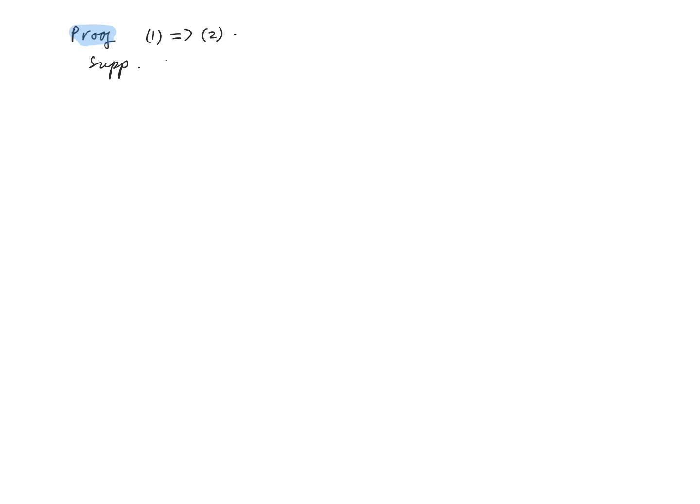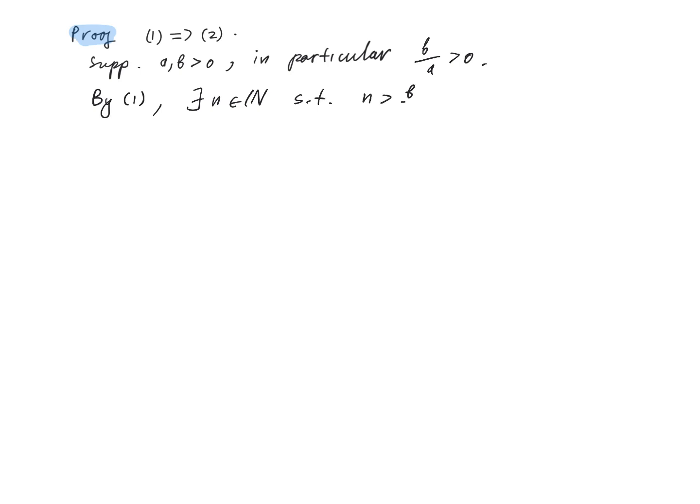Suppose that we are given real numbers a, b greater than 0, so both are positive. In particular, this implies that b over a is greater than 0. Using 1, there exists a natural number n such that n is greater than b over a. Multiplying both sides of the inequality by a, we conclude that n times a is greater than b.